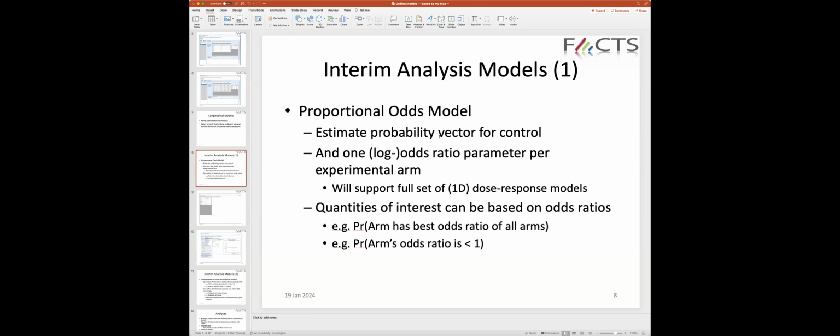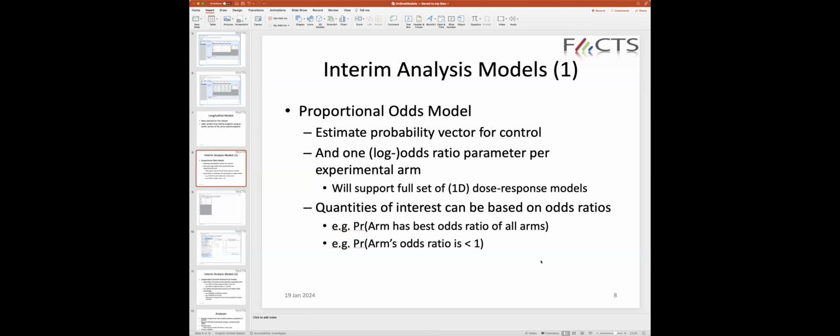As I talked a little bit about the model before, the model involves estimating a probability vector for the control, and then each arm has its own log odds ratio parameter, and that should integrate nicely with the support for the full set of dose response models, at least one-dimensional dose response models, that we have in FACTS. So you'll be able to not only have independent dose models, but hierarchical logistic models, things like that. Should be quite a lot of power.